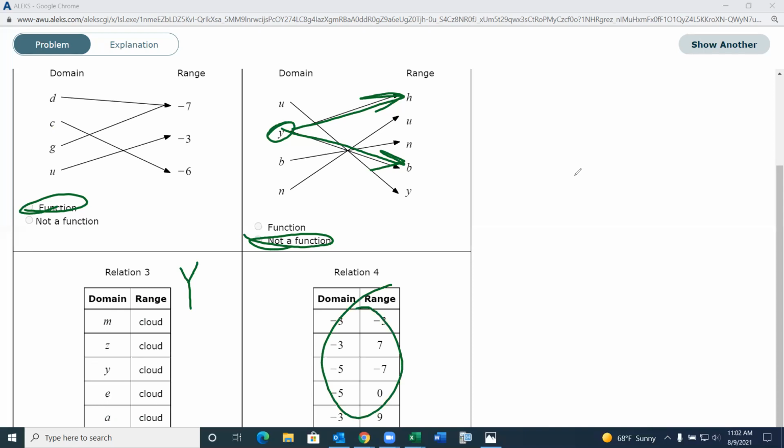Down here, not a function because -3 gets used more than once in the domain. And then, oh yeah, it gets used 3 times. And -5 gets used more than once, which even if I didn't have that, it still wouldn't be a function. So no, not a function.